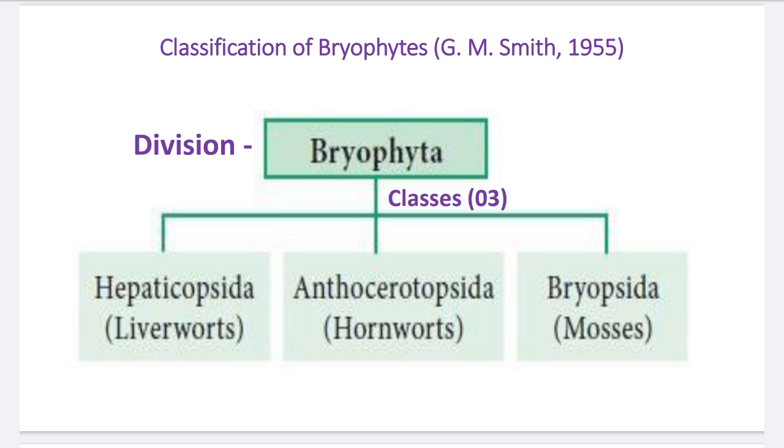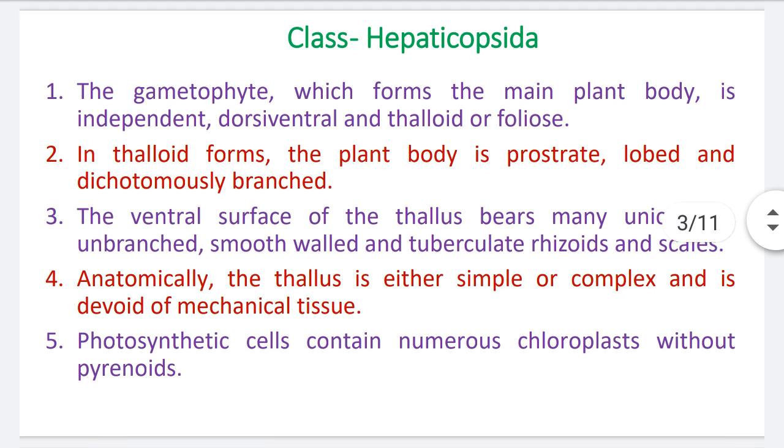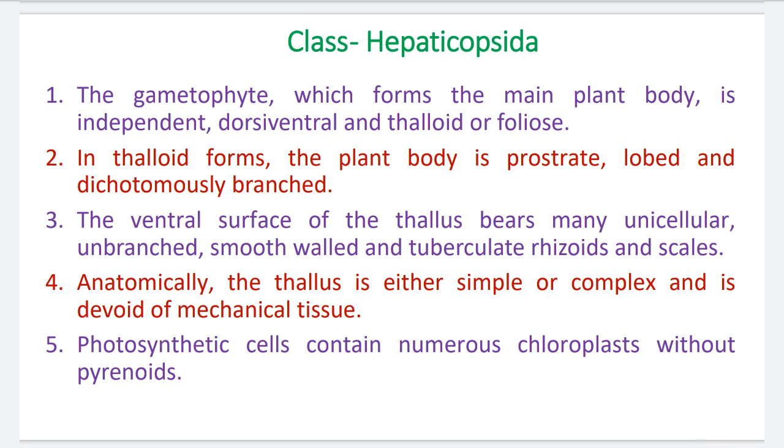Now the important characteristics of these three classes, one by one. Now the first class, Hepaticopsida. The gametophyte. Gametophyte means what? The plant body which produces the gametangia, male gametangium antheridium and female gametangium archegonium. Due to these two gametangia, the plant body carries out sexual reproduction. So that is the gametophyte. In the case of bryophytes, the gametophytic plant body is the dominant plant body. Long-lived plant body. Then typically a green plant body.